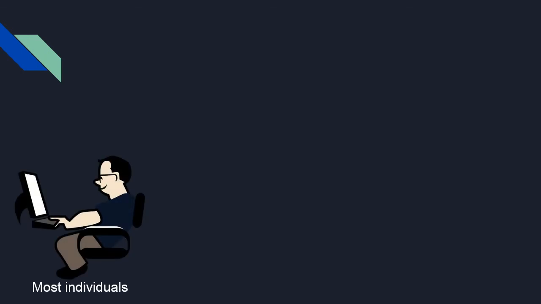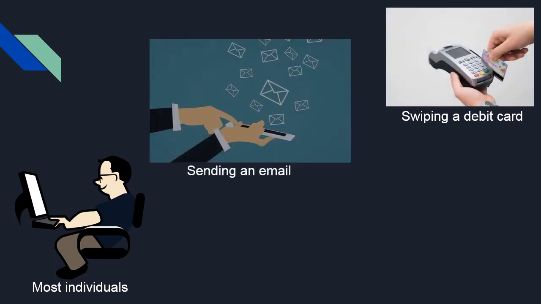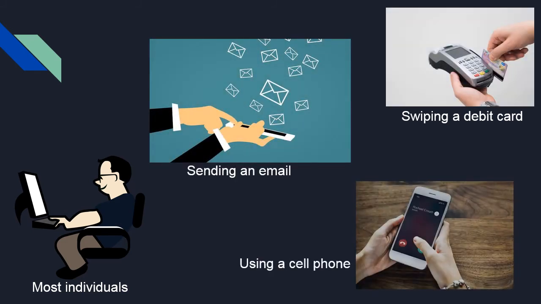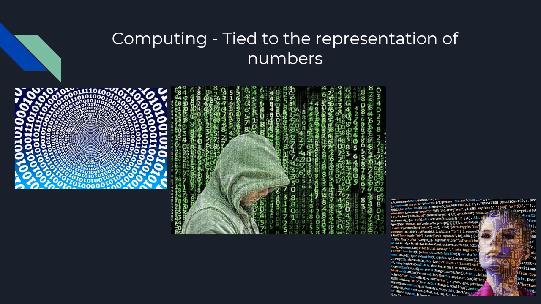Most individuals use some form of computing every day, whether they realize it or not. For example, swiping a debit card, sending email, or using a cell phone can all be considered forms of computing. Computing is intimately tied to the representation of numbers.